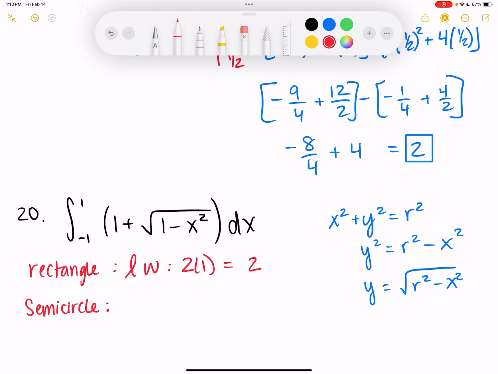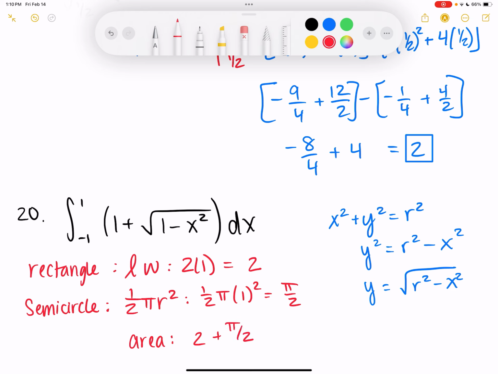The semicircle is like this. Well, what's the area of a circle? You got this, Virginia. Pi r squared. So what's the area of the semicircle? Pi r squared divided by 2. Yeah. Or 1/2 pi r squared. Radius is 1. So 1/2 times pi times 1 squared is just pi over 2. So the total area is 2 plus pi over 2.